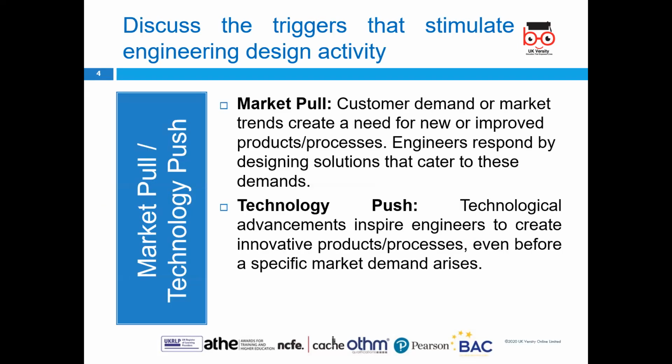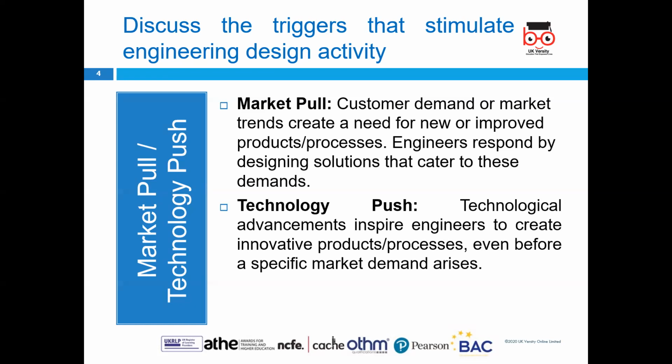So in this, the first factor is the market pull or the technology push. So the market pull basically refers to customer demand. So basically, what is the customer demanding, or the market trends that create the need for improved products or processes. So the engineers respond by designing solutions that cater to these demands. For example, one of them could be the push for electrical vehicles. So there is a demand for alternate renewable sources of energy and something away from traditional fuels. So electrical vehicle could be one of the examples of market pull.